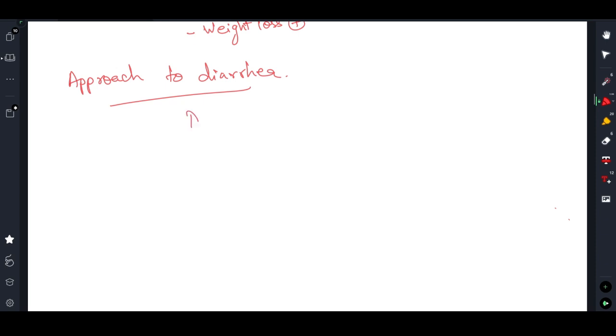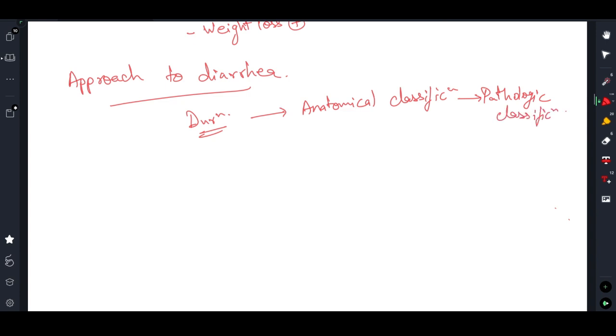First you will see how you can classify it based on duration. After that you will see what the site of the underlying pathology is, so you will look towards the anatomical classification. And then with the help of the pathological classification you will find the actual underlying cause. This is how you approach diarrhea in clinics.